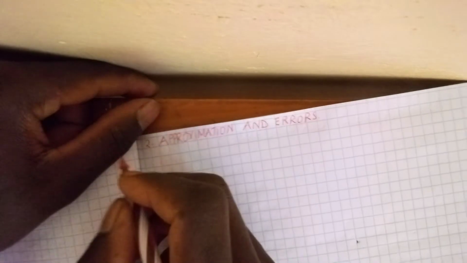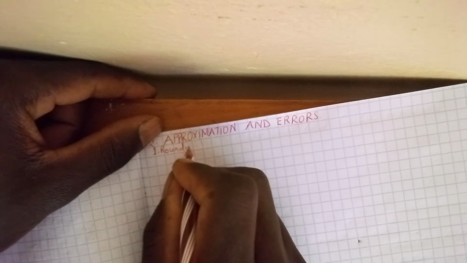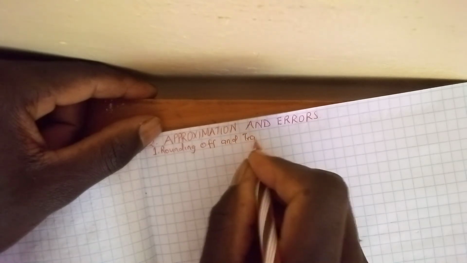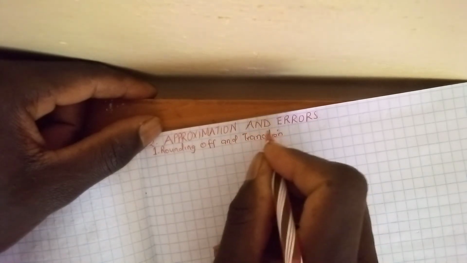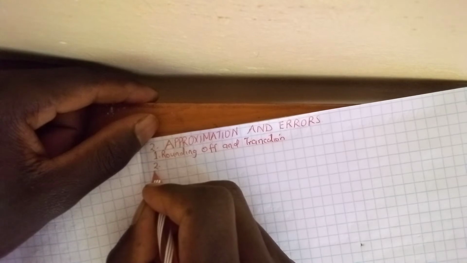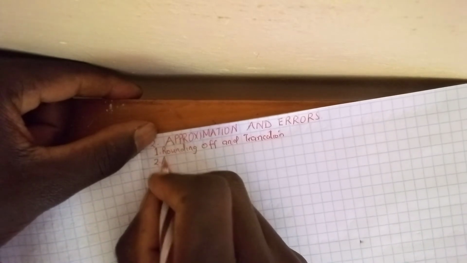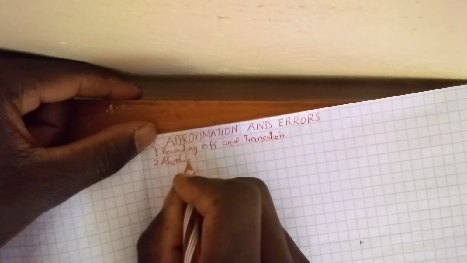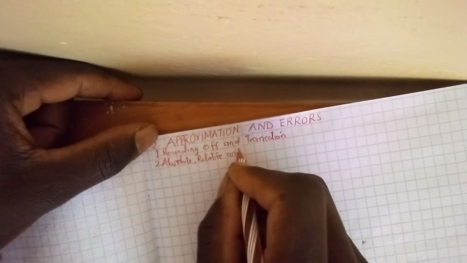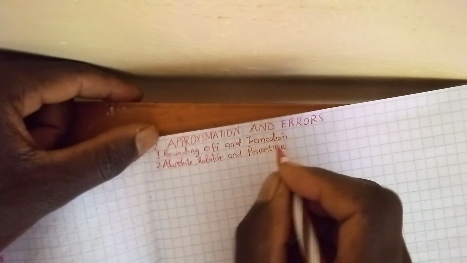So number 1 will be errors in rounding off and truncation. That is when you truncate. When you truncate, there will be errors that will occur. So we look at that one. Number 2, we will define some specific terms, which we will define something called absolute, relative, and percentage error. So we'll have absolute, relative, and percentage error.